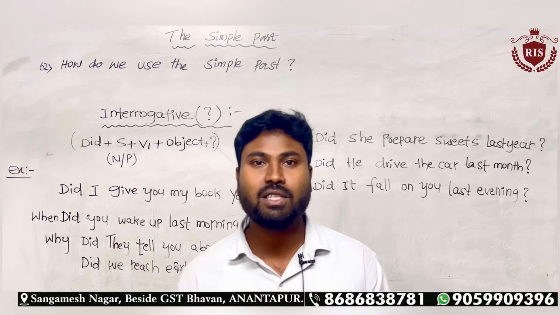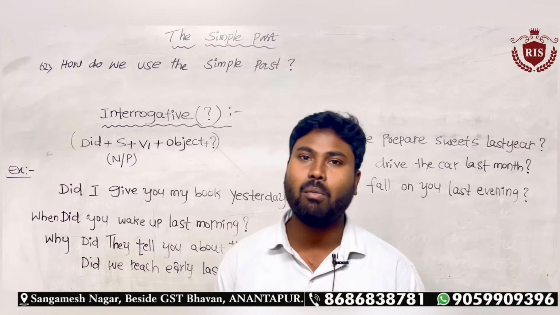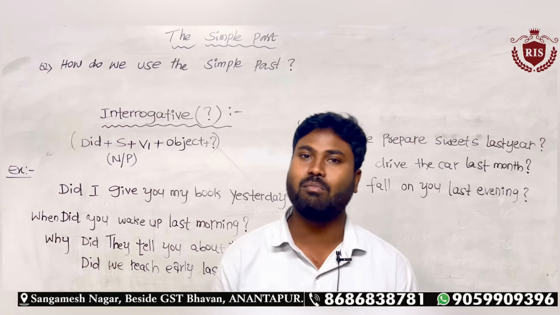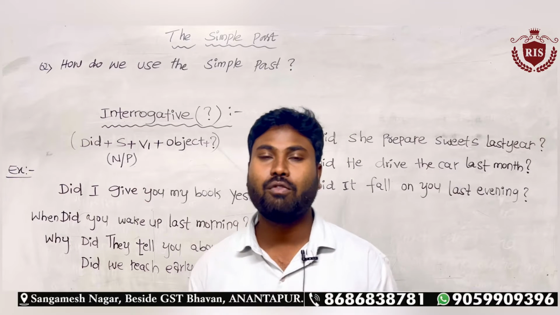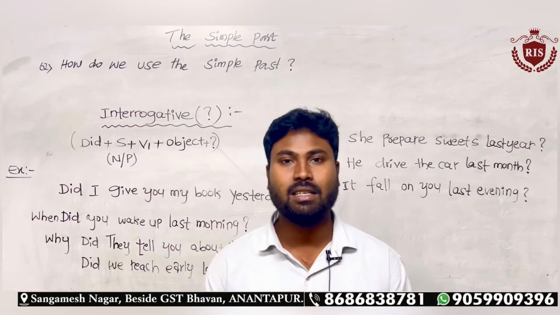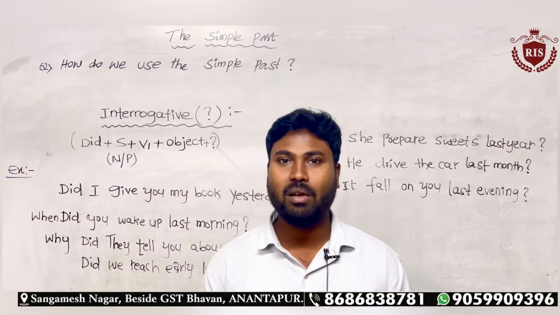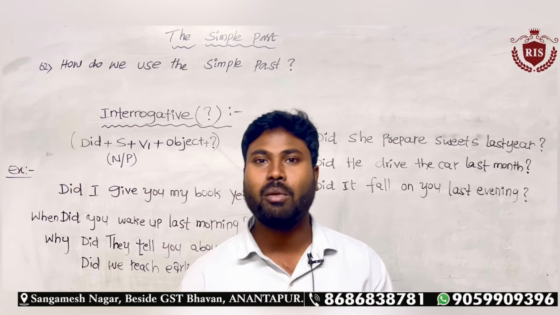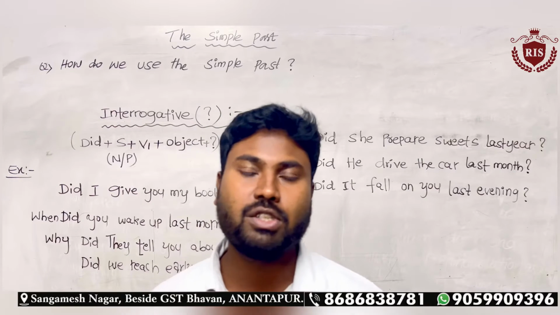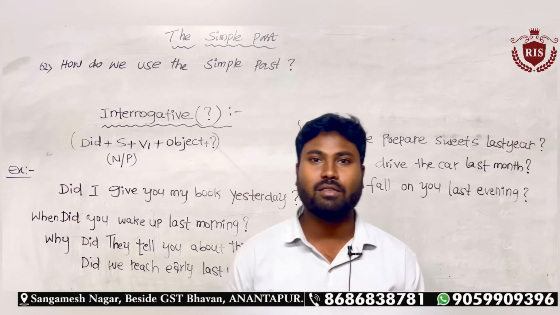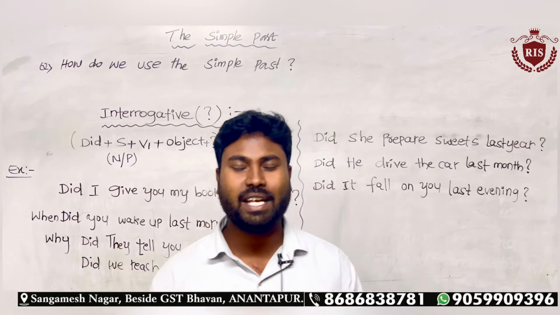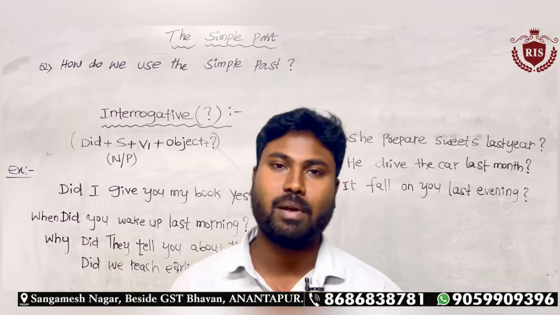And afterwards, what did we learn? Afterwards we learnt how to frame the negative sentence in the simple past, right? So the formula to frame the negative sentence is subject plus did plus the infinitive form of the word plus object. This is the formula that we use to frame the negative form, negative questions, sorry, negative sentences in the simple past.